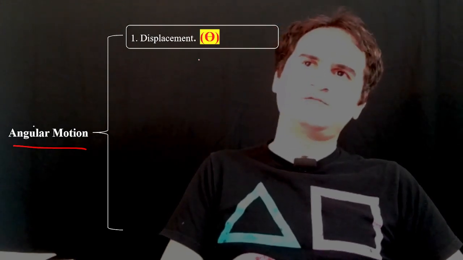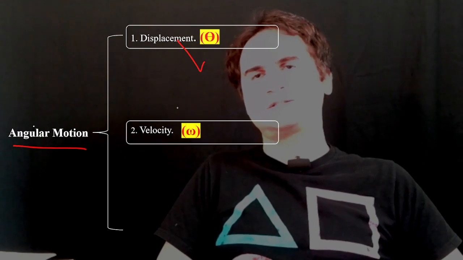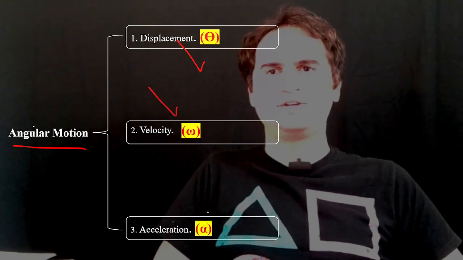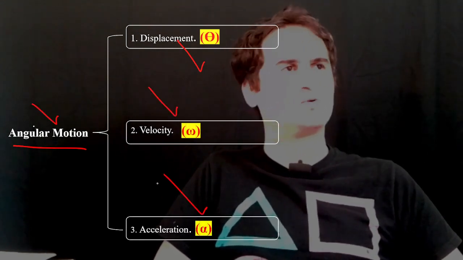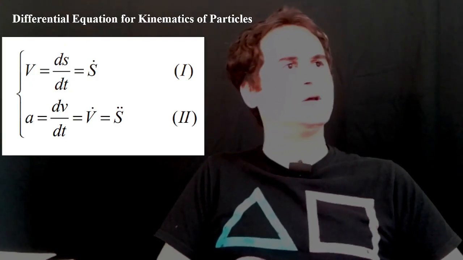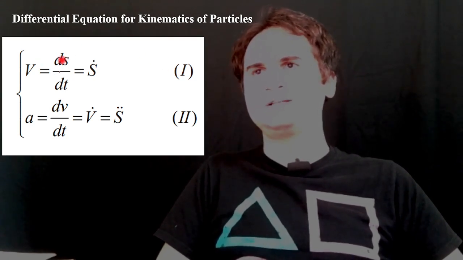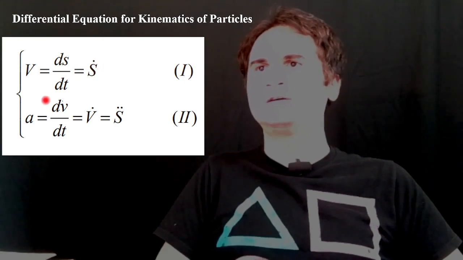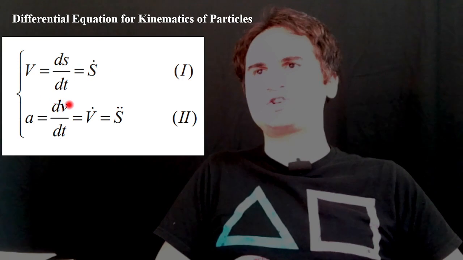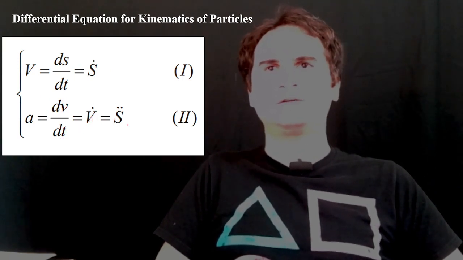So in angular motion, likewise we have displacement shown by theta, velocity by w, and acceleration by alpha. If you remember, in rectilinear motion we have velocity as the variation of displacement over time, which we can also show by s dot. Acceleration is variation of velocity over time, and that's v dot or s double dot.